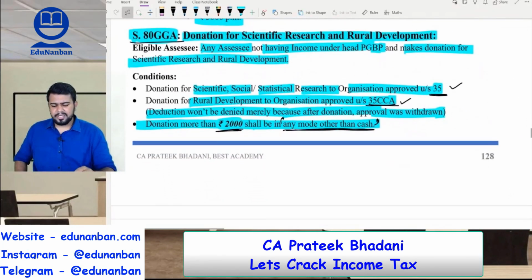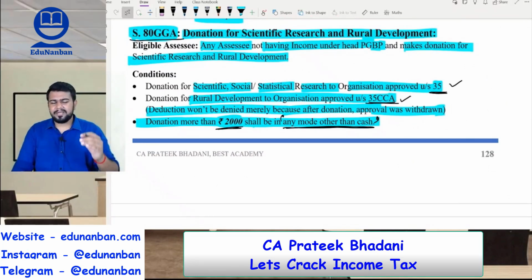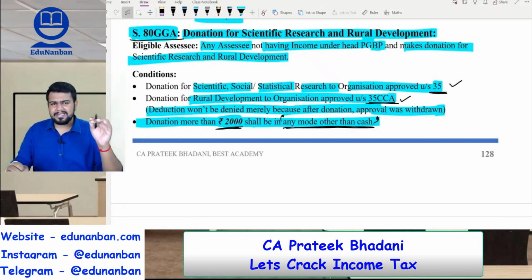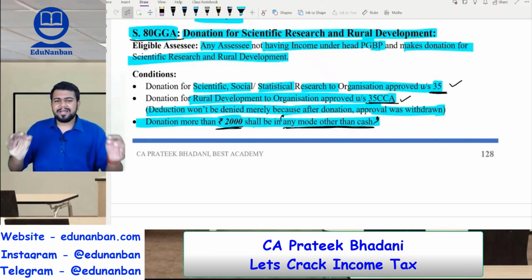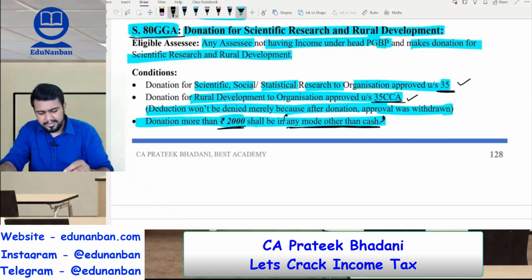Now let us come to section 80GGA. Usually if a person is covered under the PGBP chapter, and the person contributes for the purpose of scientific research or rural development programs, they can claim deduction under section 35 or section 35CCA respectively. However, if an assessee does not have any PGBP income, but still contributes to scientific research or rural development, as the case may be, they can claim deduction under section 80GGA. So what are the conditions?